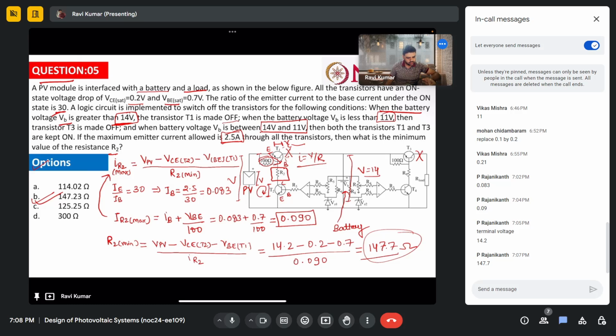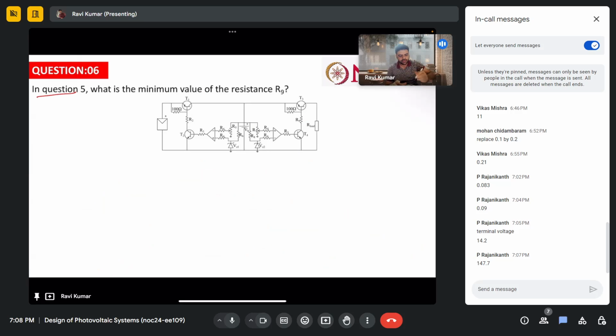B is the correct answer. Okay, the next question says, similar to question 5, what is the minimum value of resistance R9? Now it is asking for this resistance. Before, we were doing it for this one, now it is asking for R9.